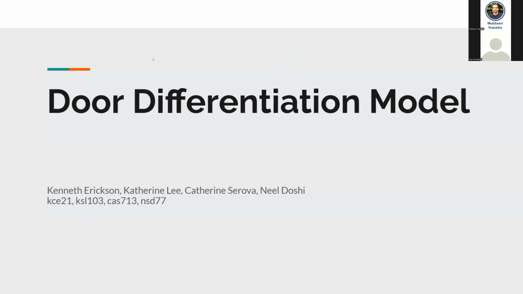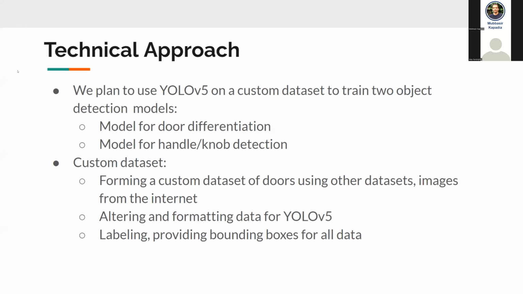Okay, so this is the door differentiation group. To give you a quick refresher on what our project is about, we're essentially trying to create a model that can take some kind of image or video input of a door, and then determine what kind of door is in that picture. So that would be things like elevator door, door with handle, and things like that. We plan to phrase this as an object detection problem as opposed to something like image classification.